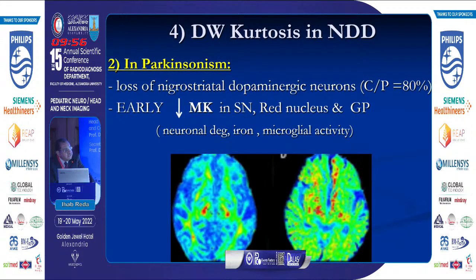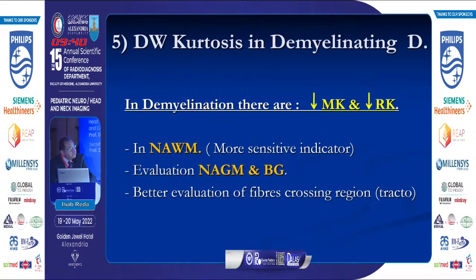Clinically, it is manifest after loss of 80% of dopaminergic neurons, while very early there is a drop of the mean kurtosis in substantia nigra, red nucleus, globus pallidus. And we can diagnose this even before changes in conventional MRI.